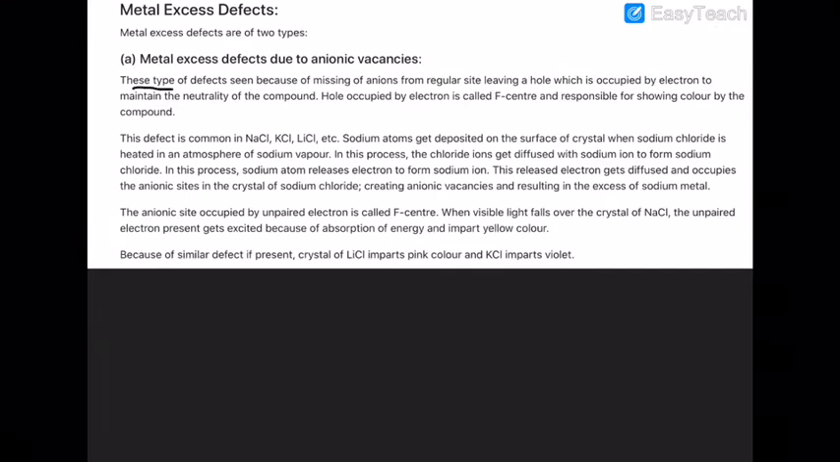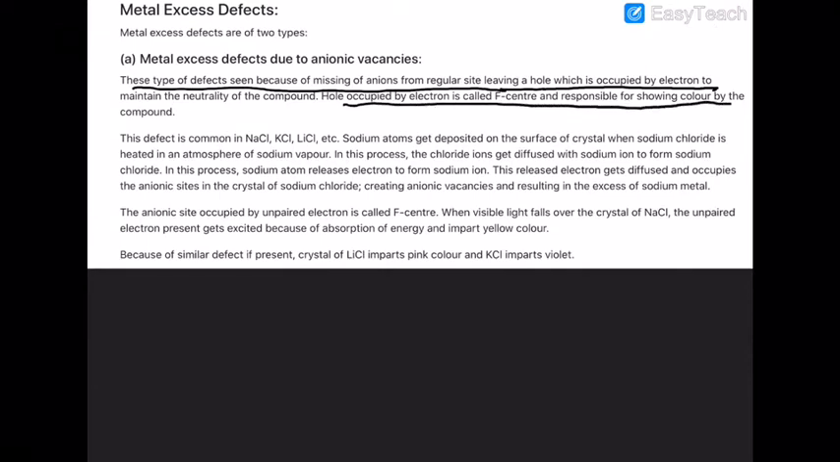These types of defects occur because of the missing of an ion from its regular site, leaving a hole which is occupied by an electron. So when an electron occupies an anionic void, what will happen? The colored crystal will be obtained. A hole occupied by an electron is called an F center and is responsible for showing color.